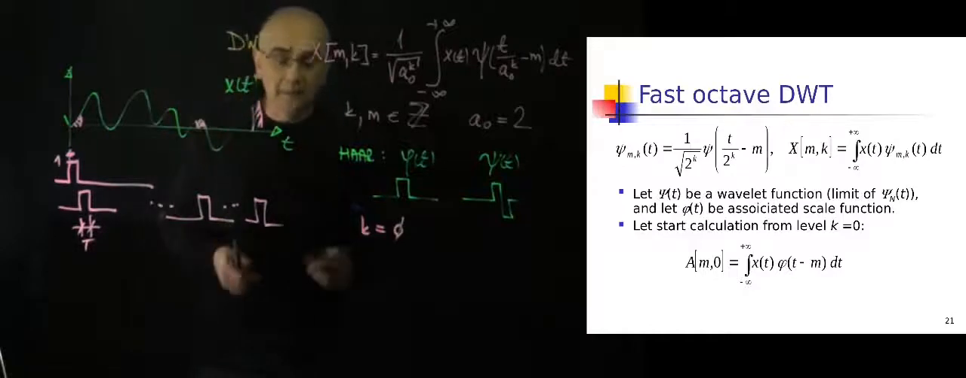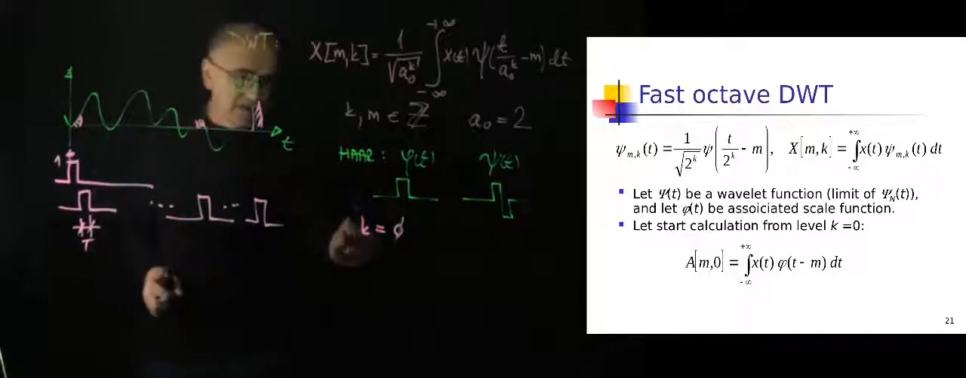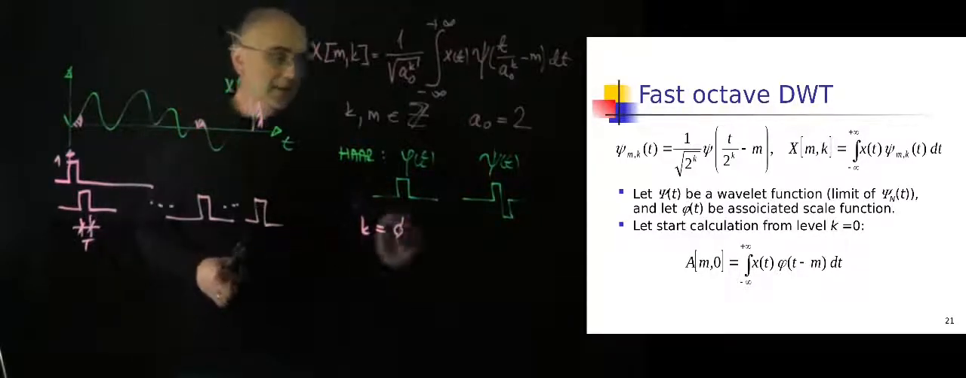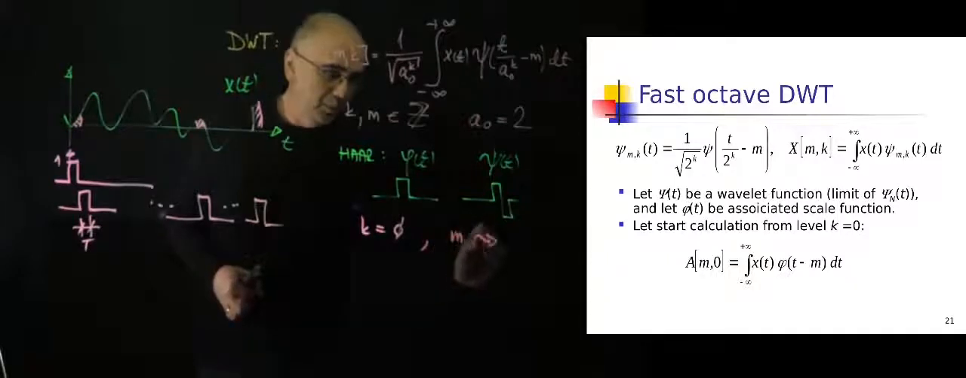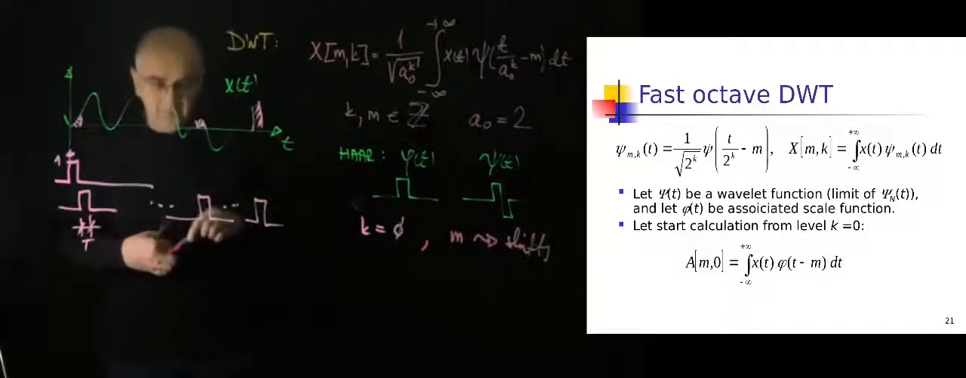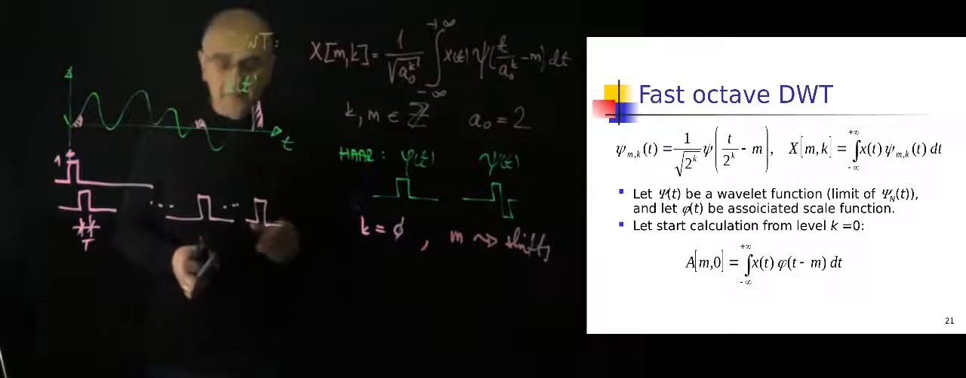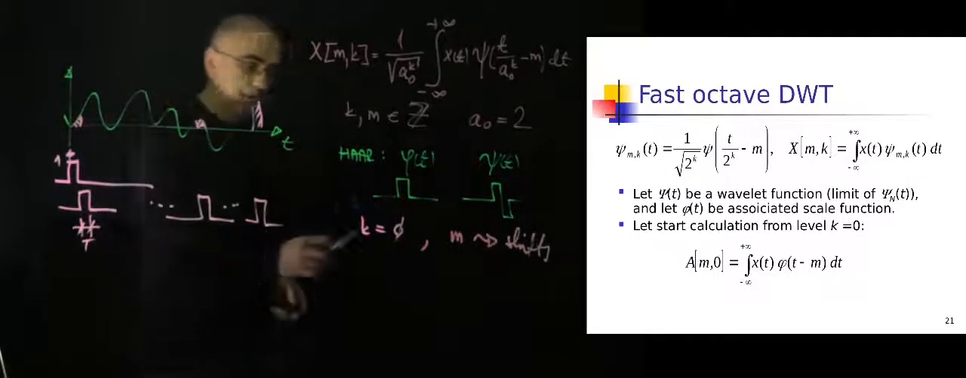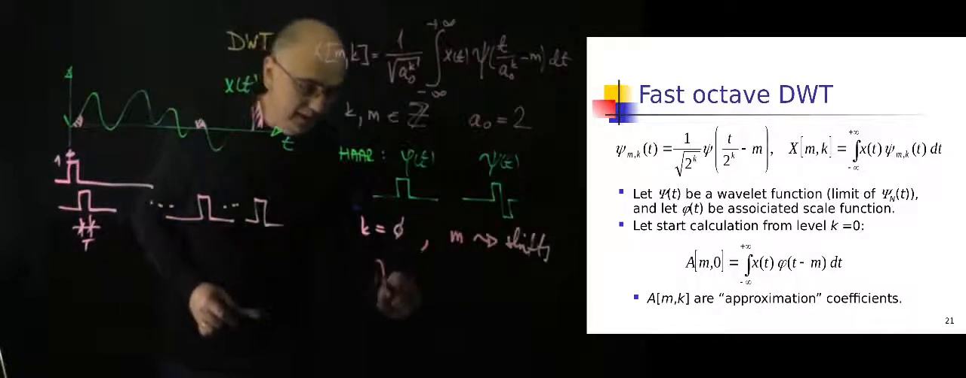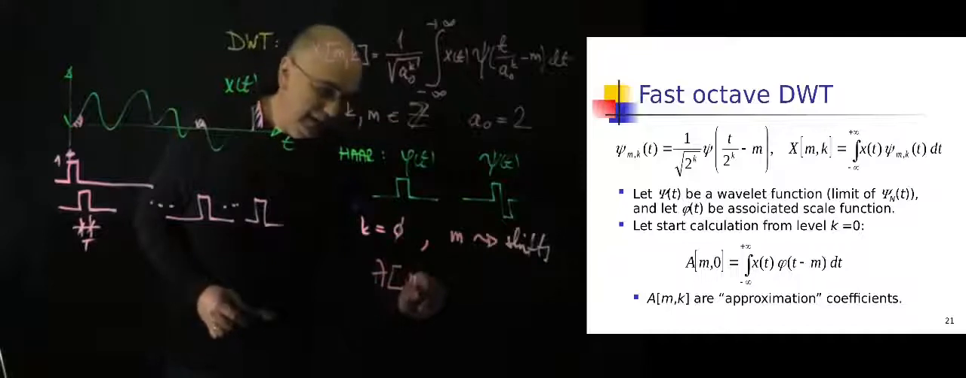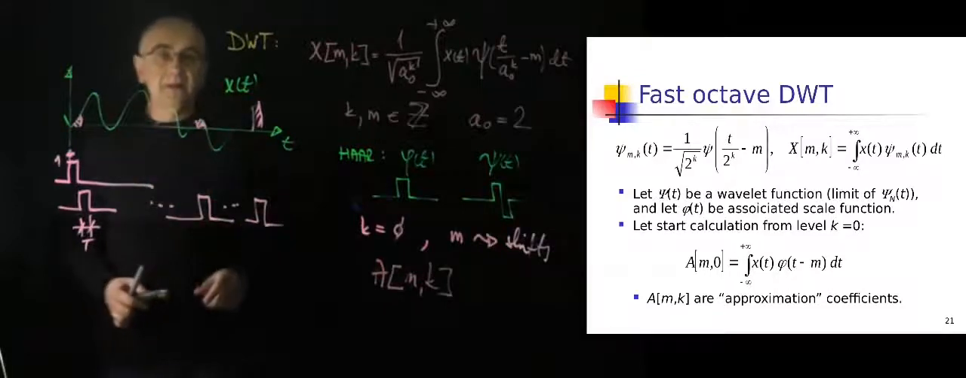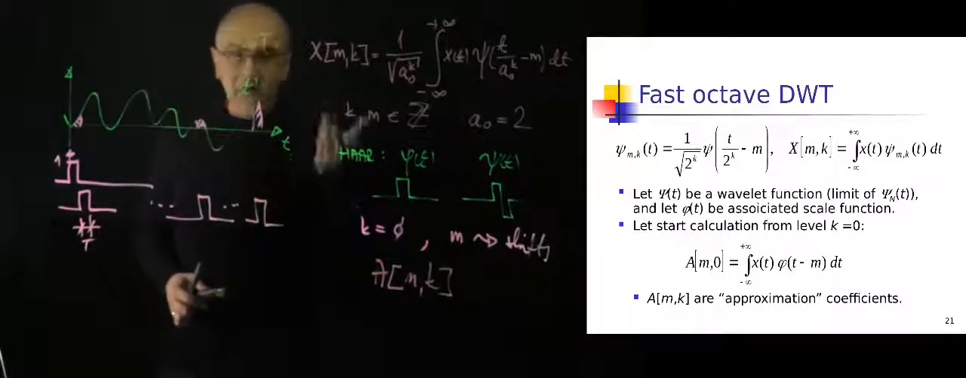I'm going to give them a name. Since we are starting from the scale k equals 0, the only thing that remains is index m, which corresponds to shifts. Let us name the result approximation coefficients at level 0. And keep in mind that approximation coefficients in some special cases can be produced by the sensor itself.